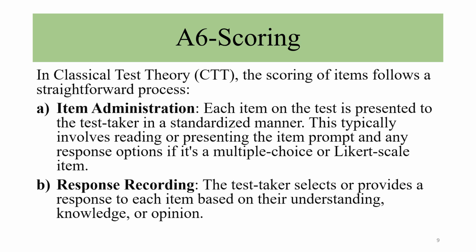Now we come to the scoring. A6, scoring in classical test theory, CTT. The scoring of items follows a straightforward process. In classical test theory, scoring is a wonderful thing. First one is item administration. Each item on the test is presented to the test takers in a standardized manner. Standardized manner means the manner is specified, written well, and everyone follows the same.